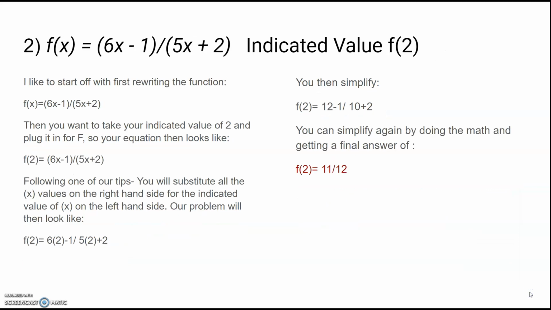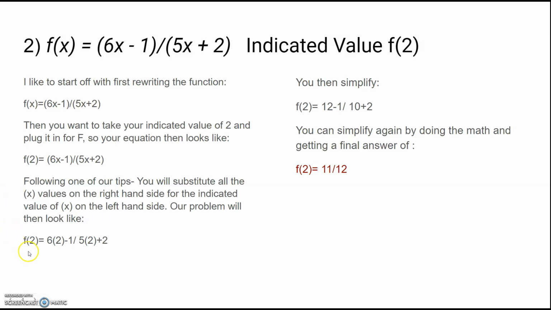The next problem, number 2, was with the same function but with a different indicated value, f of 2. Again, I like to start off by first rewriting the function, f(x) equals (6x minus 1) over (5x plus 2). Then you take your indicated value of 2 and plug it in for f. So your equation looks like f of 2 equals (6x minus 1) over (5x plus 2). Following one of our tips, you substitute all the x values on the right-hand side for the indicated value of x on the left-hand side.